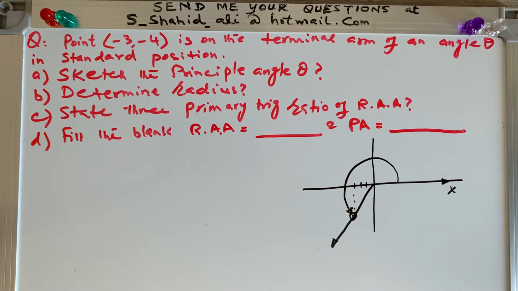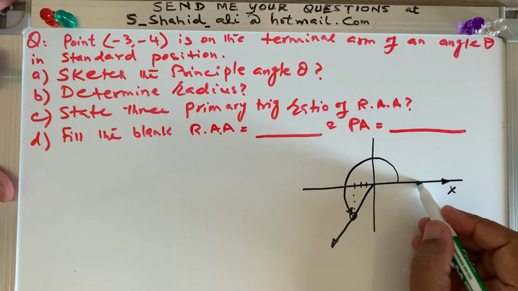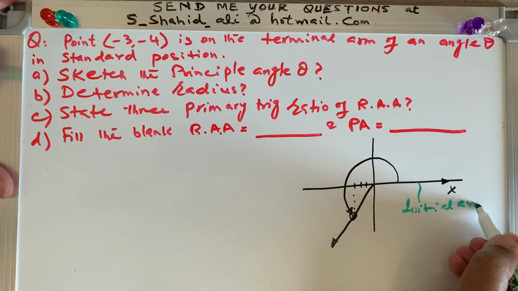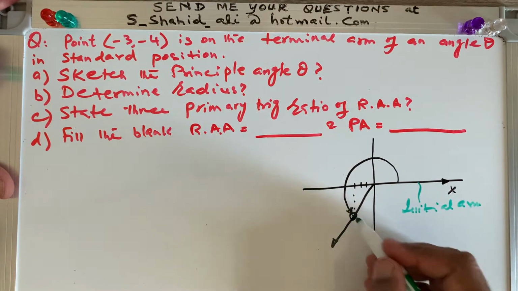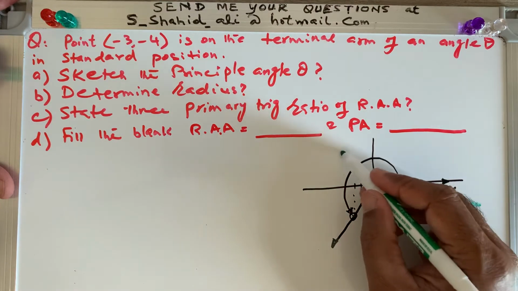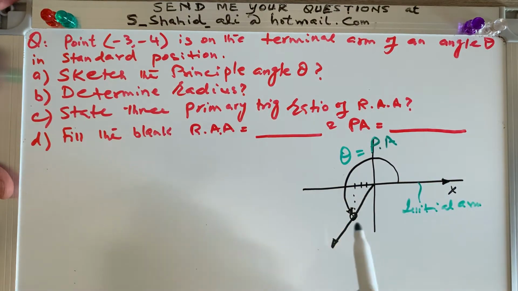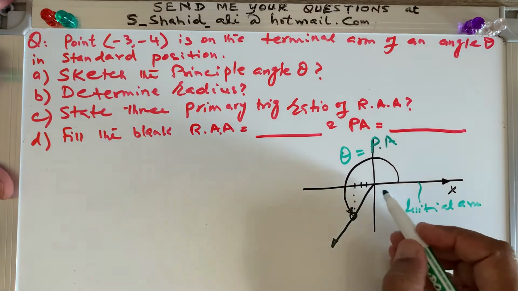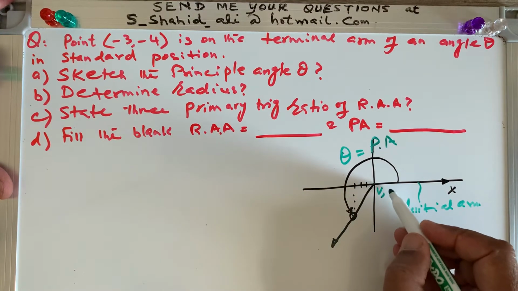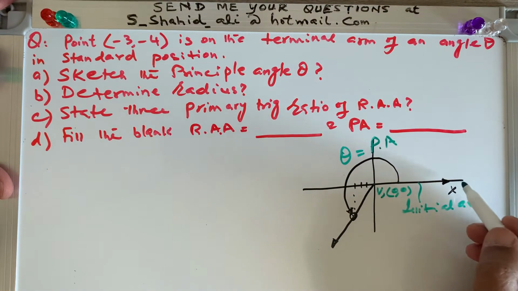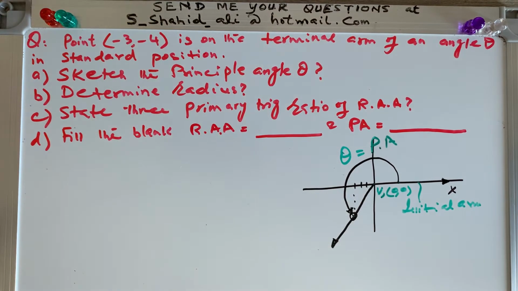Principal angle. So what we have learned so far is this is my terminal arm where the arrow is, and this arrow is my initial arm, and from the initial arm it rotates to end up at the angle. So this angle is called theta, and this is my PA. It is always said that it is in standard form if the vertex is at the origin, this is my vertex which is at the origin (0, 0), and the initial arm is on the positive x-axis. So this is my positive x-axis, right?